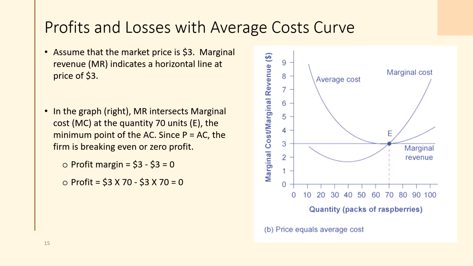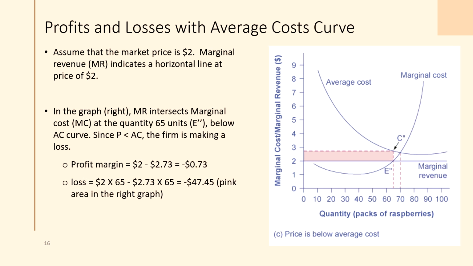To calculate total profit, we multiply the profit margin by quantity. So total profit is 0. Even though the firm is not earning profit, it is also not making a loss. It is covering all of the costs, including both explicit and implicit costs. This situation is still considered acceptable because the firm is covering its opportunity costs.